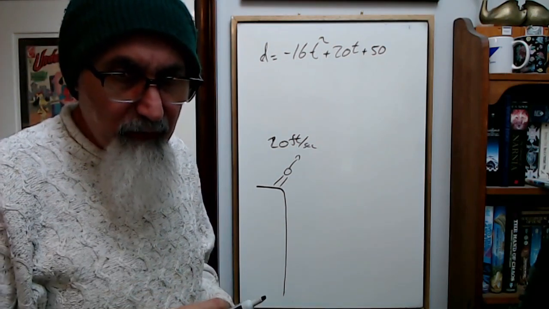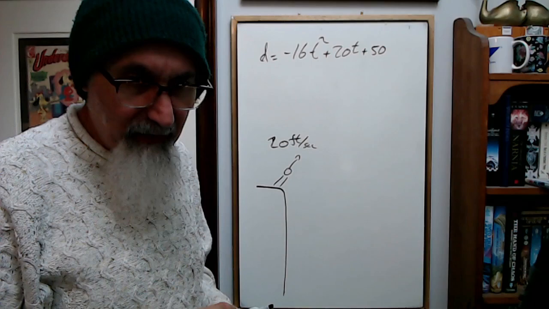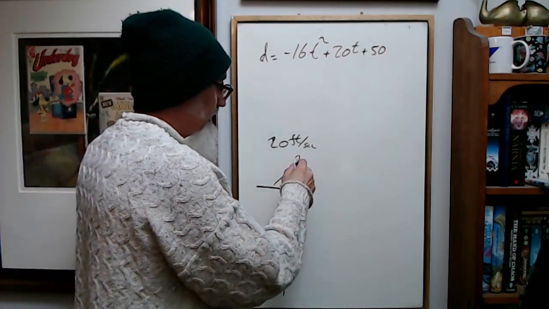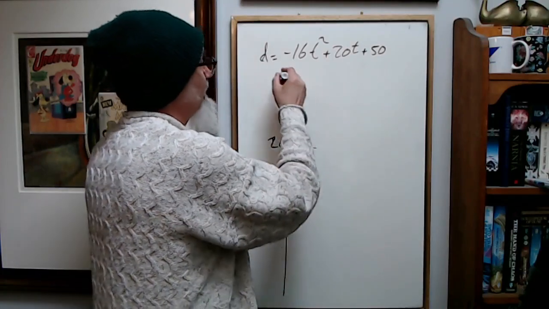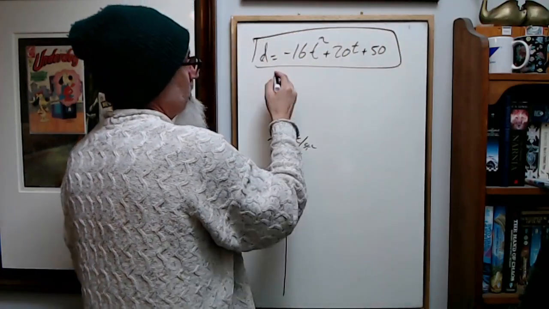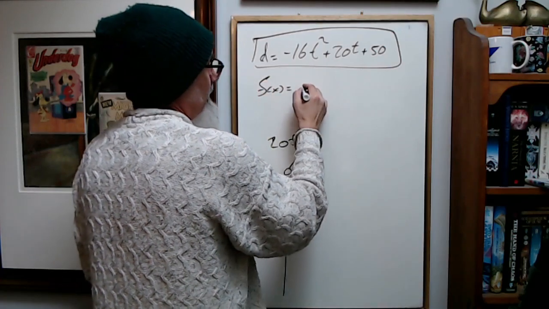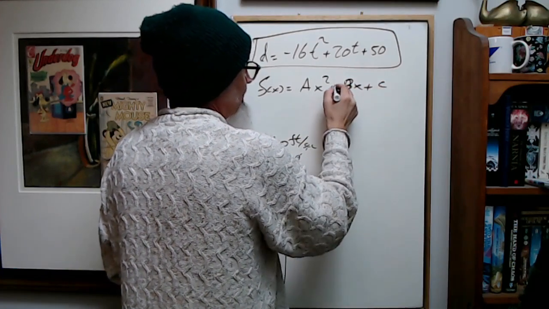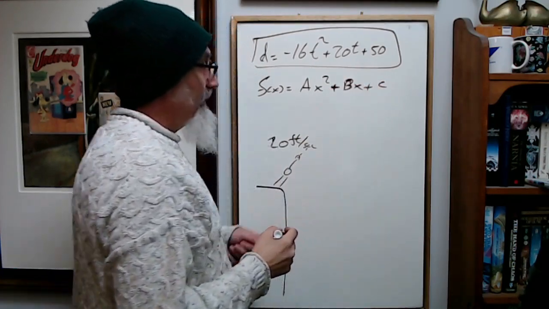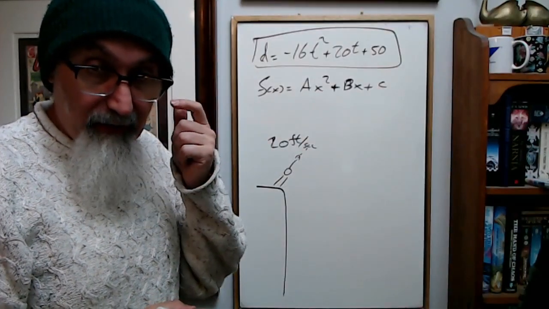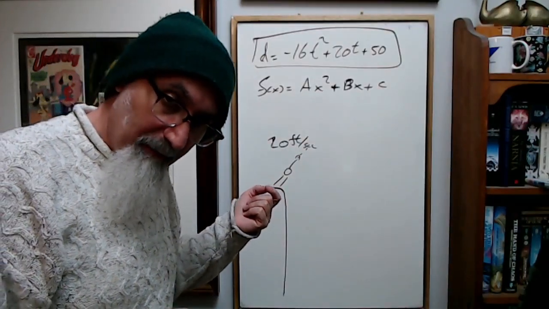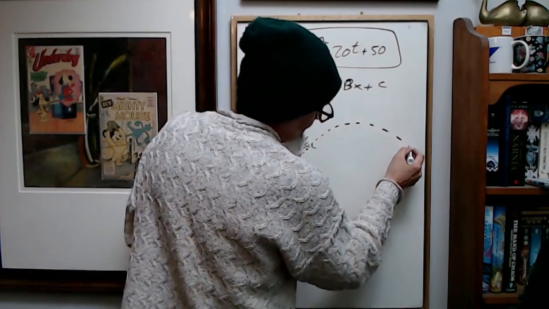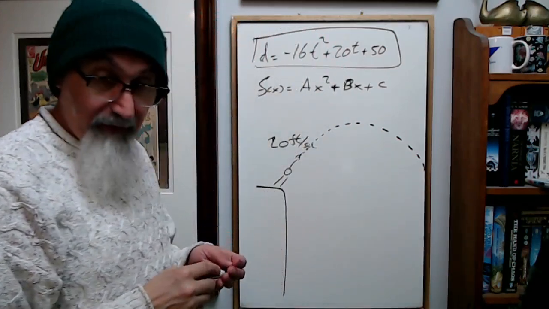But how do we actually derive the formula from the word problem? This is the basic quadratic formula from mathematics, right? Now, these quadratic formulas that model projectiles, a lot of it occurs through observation, right?